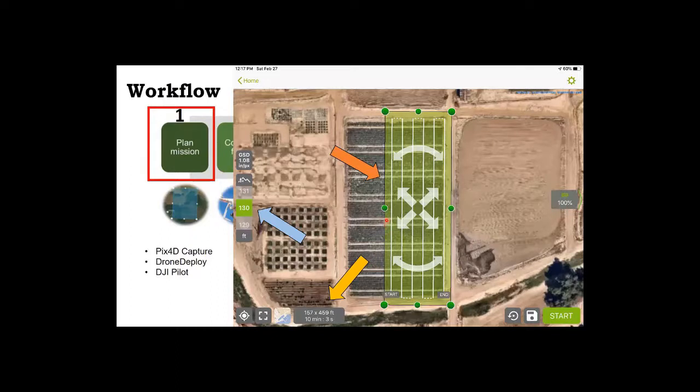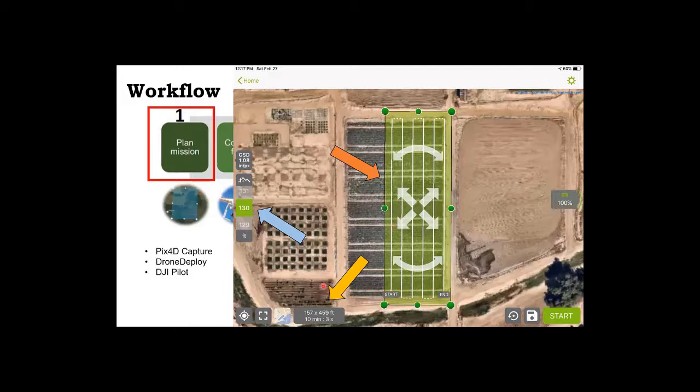On the right is the image from Pix4D Capture. Here you can see that we are setting a flight mission. The area with the green sets shows our area of interest, and the white transect, the white lines, are the path of the flight. The blue arrow is highlighting the flight altitude. That is, we are flying our drone 130 feet above the ground level. Also above that, there is a ground sampling distance value for this drone flight.